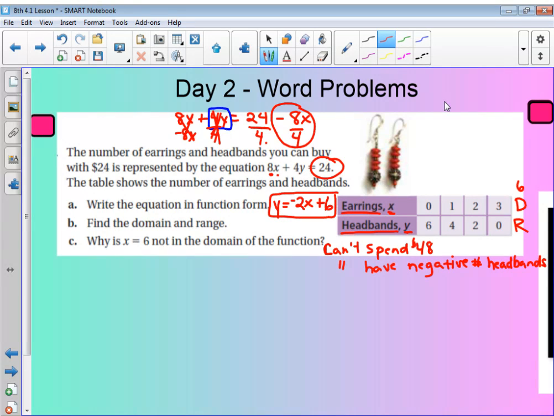Okay, so either of those would work. That double mark there means we can't have a negative number of headbands. So that's understanding that in the real world, if you were to have one of these equations, you have to understand what those numbers represent. They're no longer just numbers, they're representing a real scenario. And in this case, we can't buy 6 pairs of earrings because 1, we don't have enough money. And 2, if we have a limited amount of money to spend, we can't end up with a negative number of objects, such as headbands.